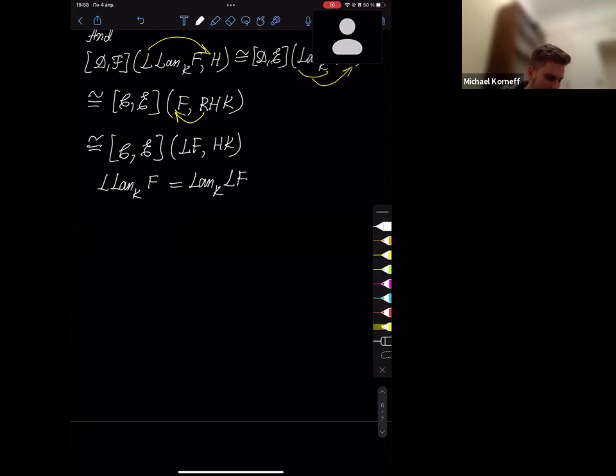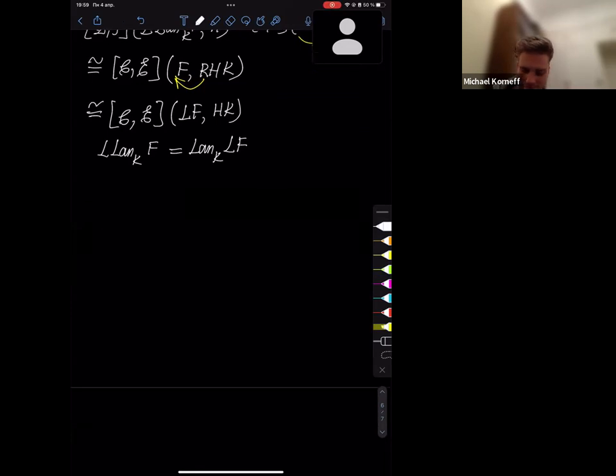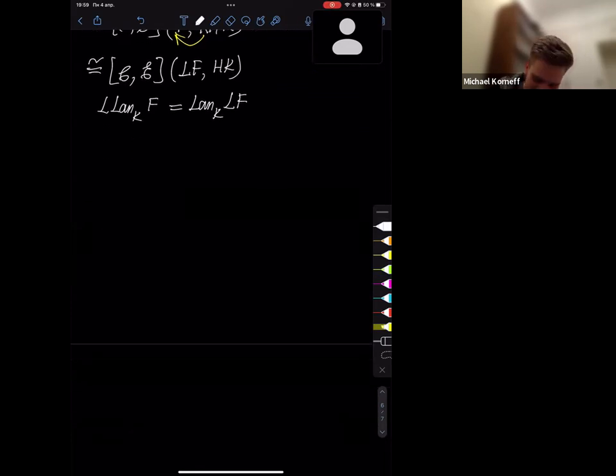Okay, and therefore we obtained the result, but we will omit details of finding the unit and the counit of the extension. It is so boring.